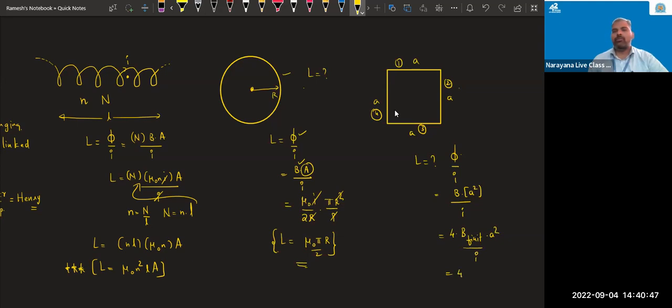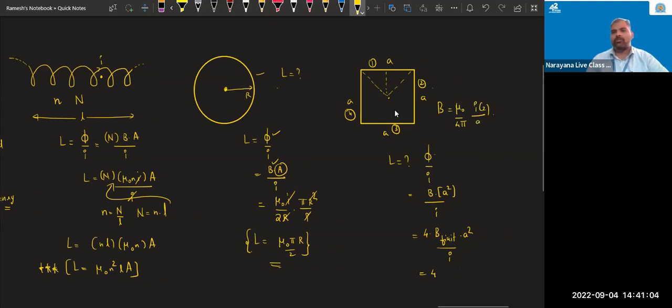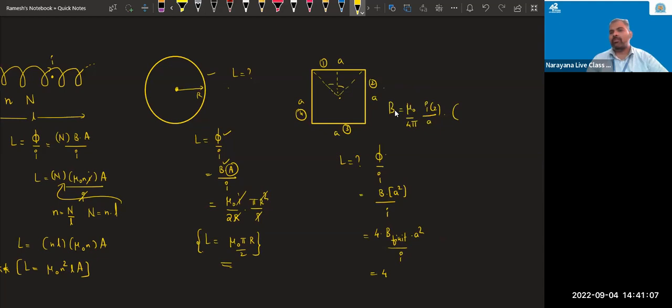What is the magnetic field due to each finite segment? Tell me. What is the formula for magnetic field due to each finite segment? Mu naught by 4 pi into current by perpendicular distance, how much? A by 2, and into how much? Sin 45 plus sin 45, means 1 by root 2 plus 1 by root 2. So mu naught 2I by 4 pi into a by 2 into root 2. So this is the magnetic field due to each finite segment.